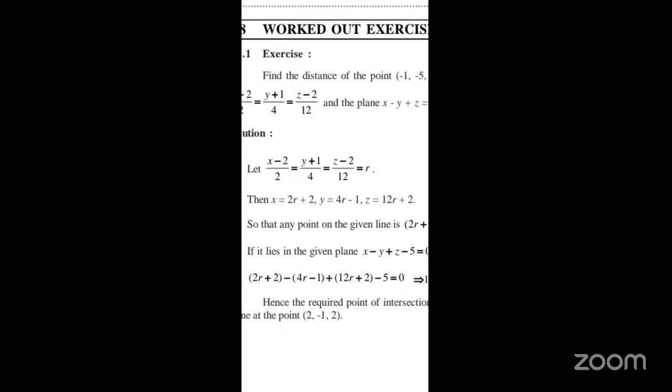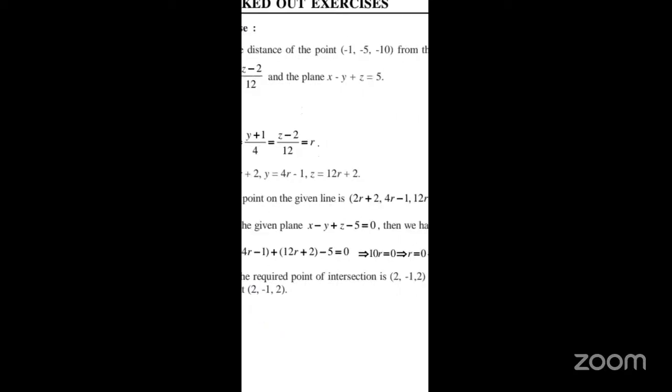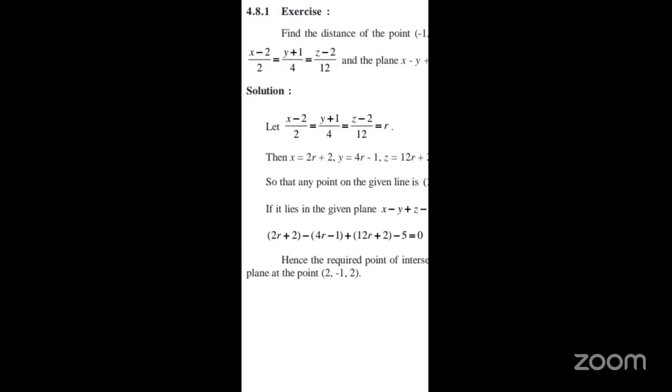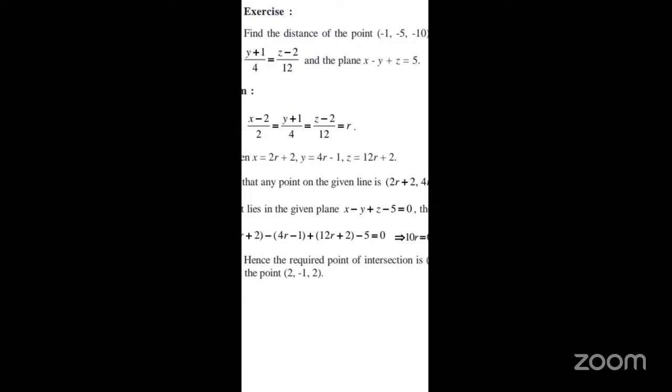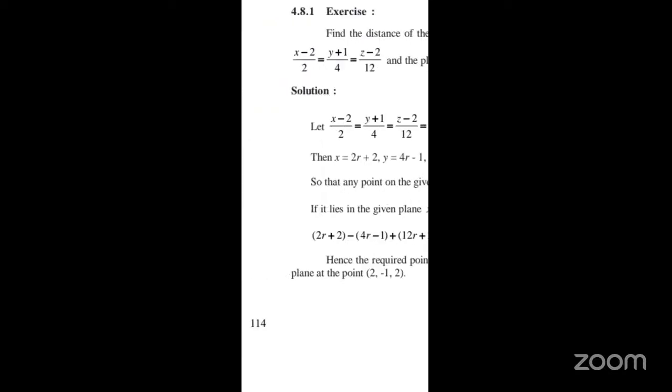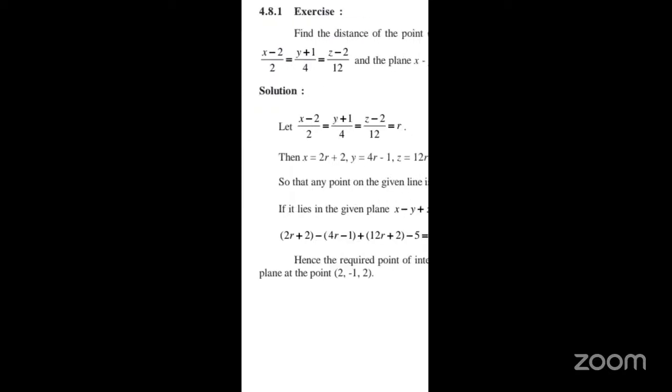So any point on the line is substituted in the given plane, and we get the value of r. Then the r value is substituted in the above expression, and we get the required point of intersection as (2, -1, 2). So the given line meets the given plane at the point (2, -1, 2).